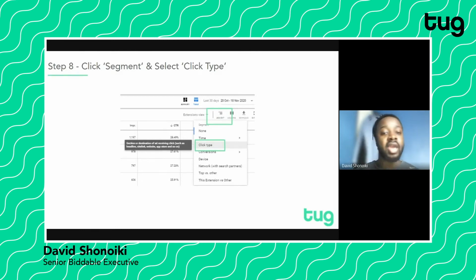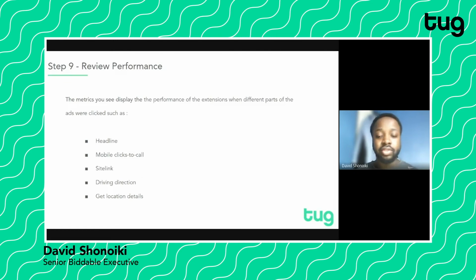Are they clicking on the ad? Are they clicking on the headline and so forth? Okay, so once you've selected click type, you can then review the performance because you'll be seeing the different metrics for the different parts of the ads that people might be clicking on.